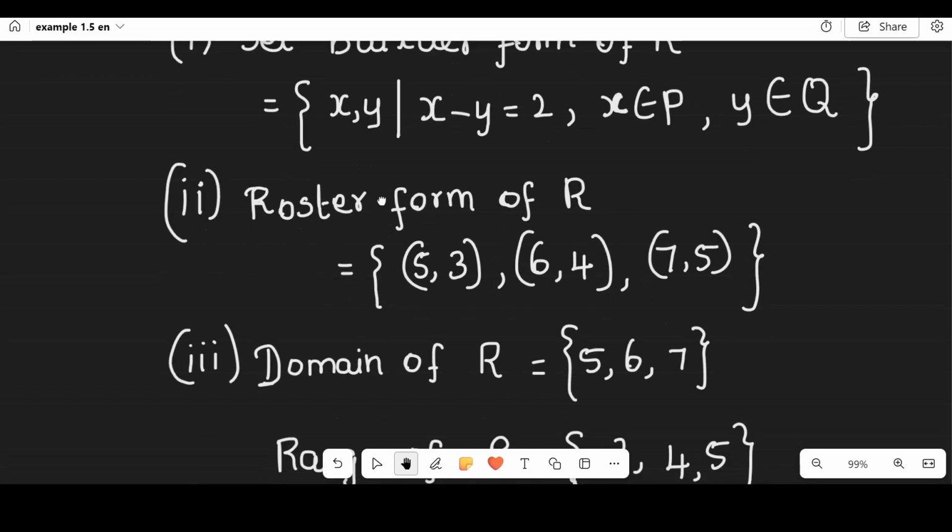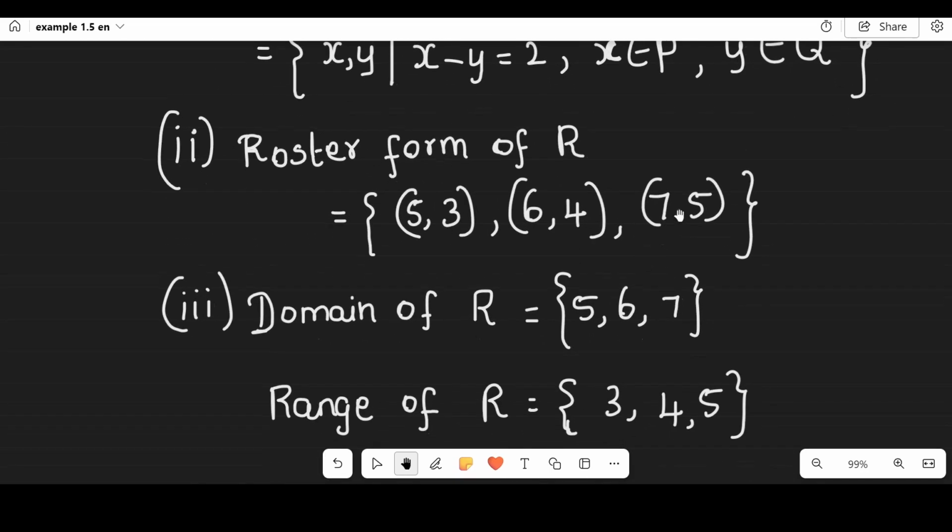5 comma 3, 6 comma 4, 7 comma 5. Everything is presented inside the set. This is all about roster form.